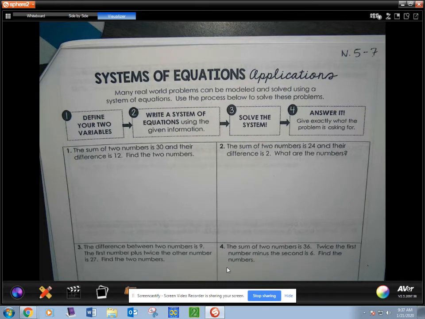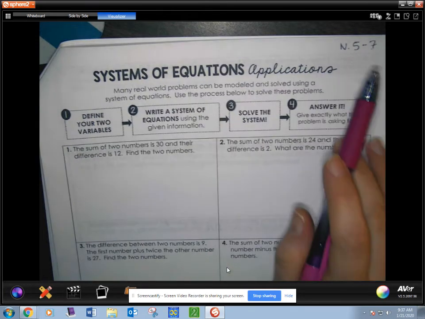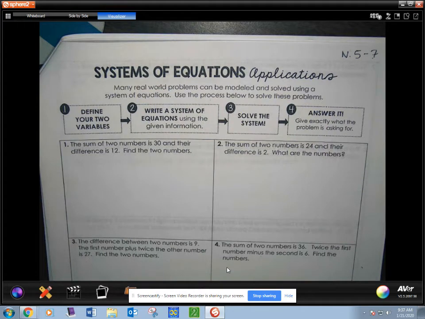All right, guys, if you will go to your notes 5-7, we're going to do systems of equation applications. These notes are going to take us 2 days, so we're going to split it up into 2 lessons. And I'm going to do the evens, and I'm going to have you go back and try the odds. So we're going to start.